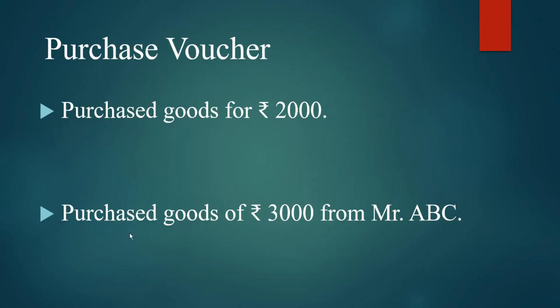Now let's see the second transaction. Purchased goods of rupees 3000 from Mr. ABC. In this case, debit will be purchase account and credit will be Mr. ABC, and we are purchasing goods on credit basis. Now let's go back to Tally.